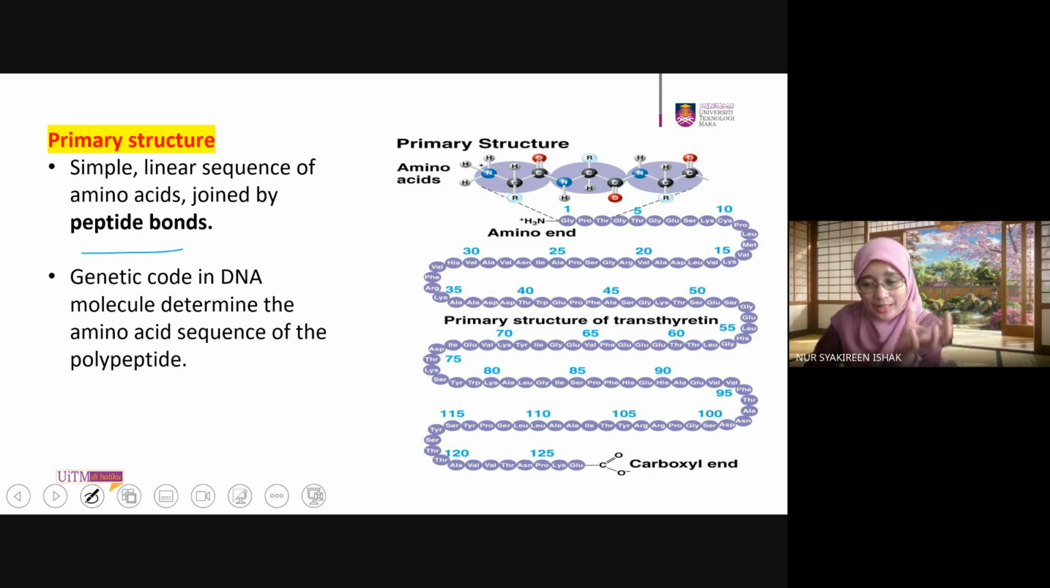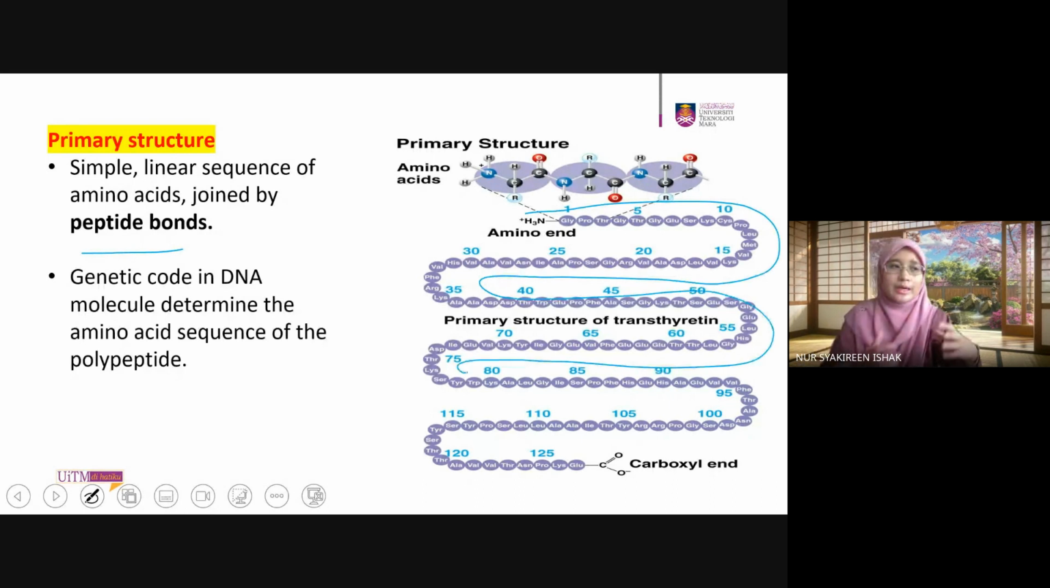We have 20 different amino acids. Different types of protein will have different arrangements, different sequences of the amino acids along the polypeptide chain. So enzyme A, enzyme B, enzyme C, hormone A, hormone B, hormone C, for example. The sequence of the amino acids will be different, and hence it gives the property of that protein.